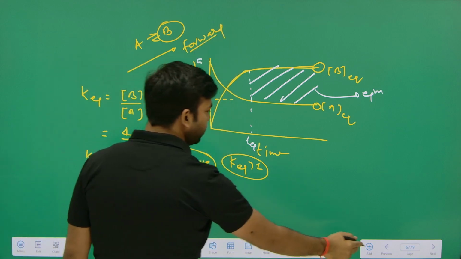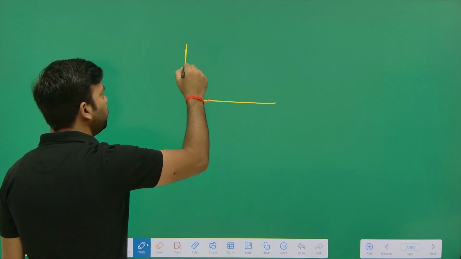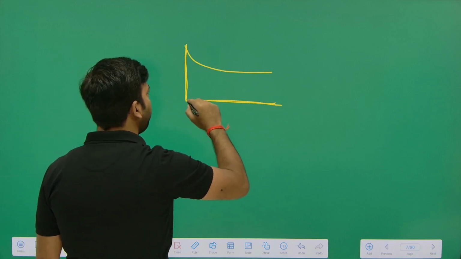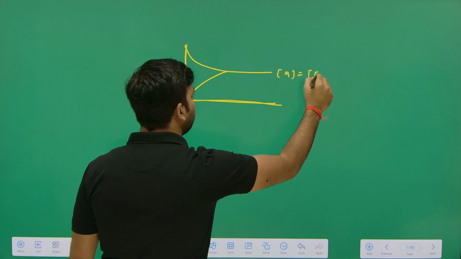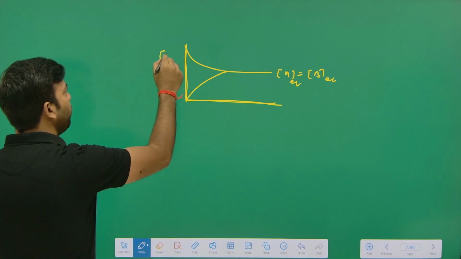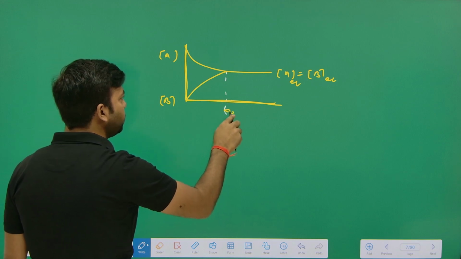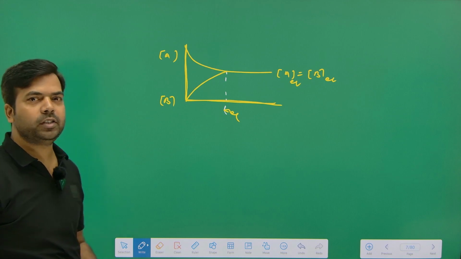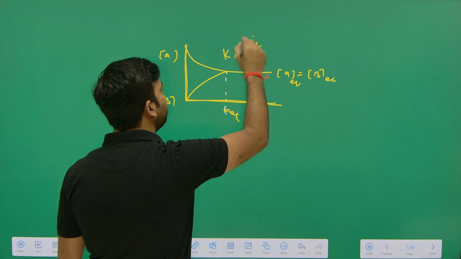Now there is another condition, the third one. This graph is very important in equilibrium, so you should learn this carefully. This is A as well as B, both are the same this time. Here we have A and here we have B. This is the time at which equilibrium starts. And you can see in this case, the A and B values are exactly the same. So this means K equilibrium is equal to 1 this time.